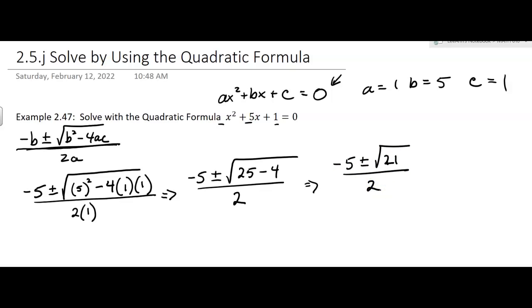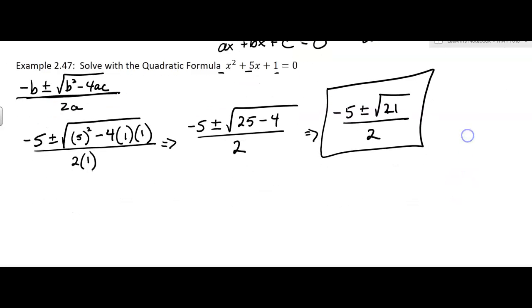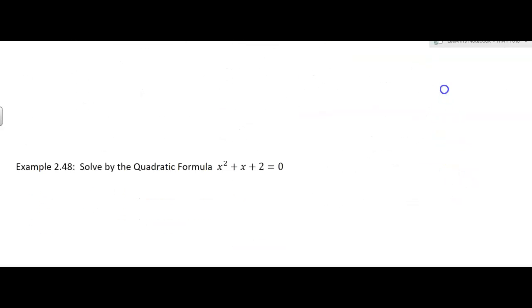Now, if the radical can simplify, great, then I would simplify it. If it doesn't, then I'm done. This is done. Okay, so those are the two solutions. You can write them separately. I would write it that way. I don't think I have too much more to say on that problem. So that's a good one to do with the quadratic formula.